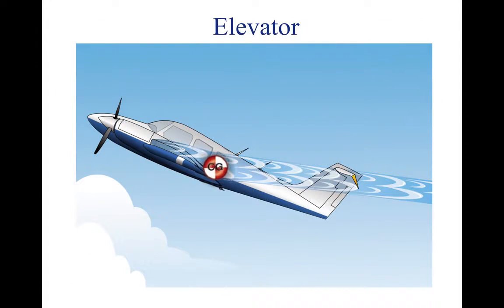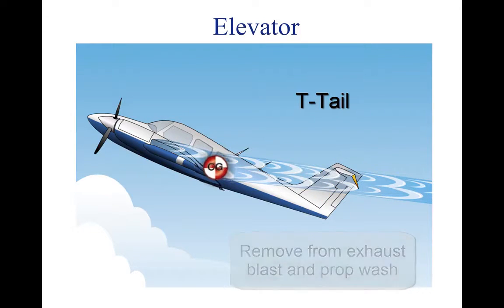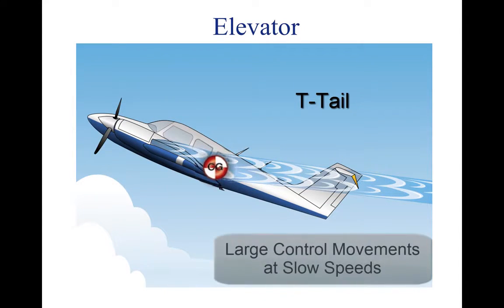The elevator on this plane is the T-tail type. This means the elevator is positioned high on the vertical stabilizer so as to remove the horizontal stabilizer from exhaust blast and prop wash. Because it is removed from prop wash and therefore not receiving constant airflow, the pilot of a T-tail aircraft must make large control movements when flying slowly to control the nose.